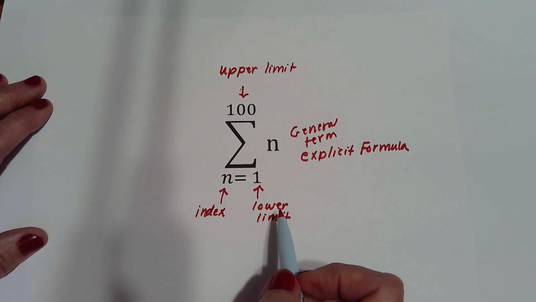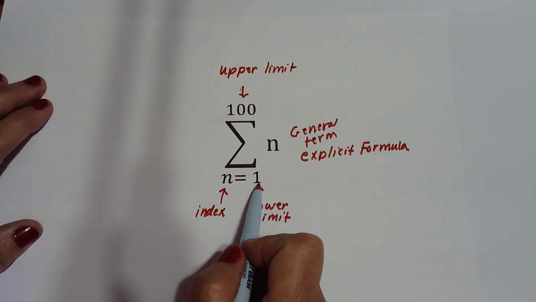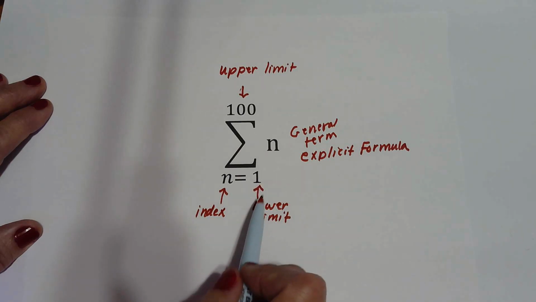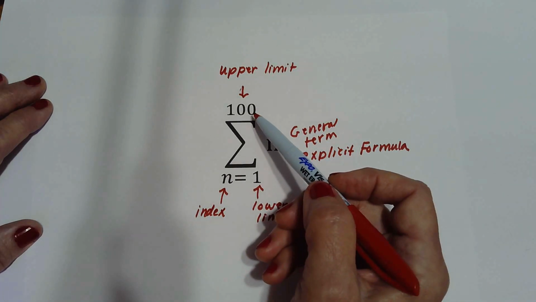To find the first term in a series written in sigma notation, substitute the value of the lower limit into the expression for the general term. To find subsequent terms, substitute consecutive integers that follow the lower limit, stopping at the upper limit.